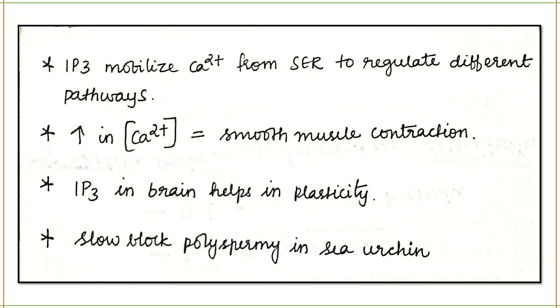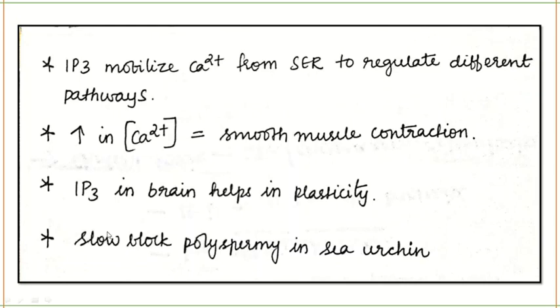synaptic plasticity, helpful in memory formation, and in sea urchins the slow block to polyspermy will be there. I think you know what polyspermy is, which means one egg will be fertilized by so many different sperm. That is polyspermy, which is lethal, not a good condition. It will lead to ploidy conditions and genetic disorders. In order to avoid polyspermy, there are several pathways which are not necessary for us. It comes in developmental biology for the CSIR, not necessary for us.